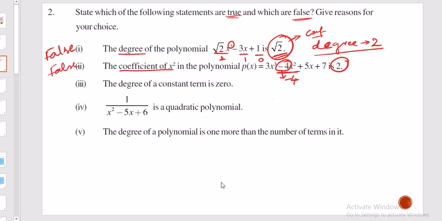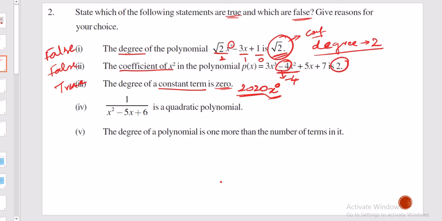So understood. Next, the degree of a constant term. A constant term means just a number. So 2020, does it contain any variable? No. It contains no variable, so it is containing x power 0. x power 0 means it has the degree 0. So what he has given, the degree of a constant term is 0. So clearly it is a true statement. Hence it is true.